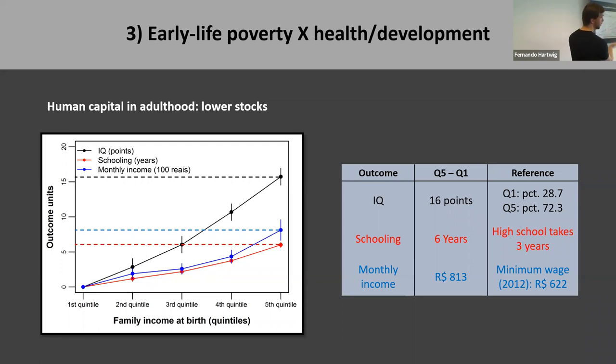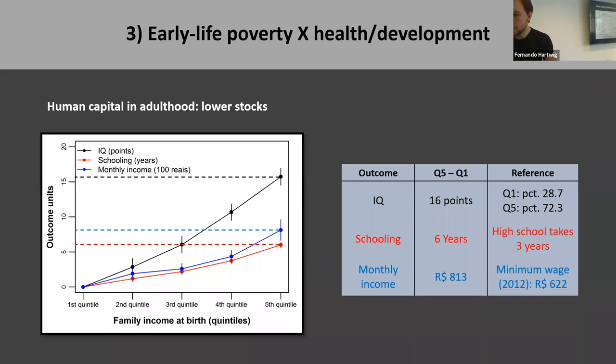So, just looking at the figure, you see that there is a very strong positive association. The wealthier you were when you were born, the better you're going to do in terms of IQ, schooling, and income when you are an adult. But how big are those differences? If I change the scale of the graph, it can seem much bigger or much smaller. So how can we understand how big those differences are?